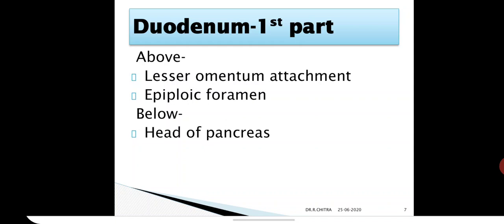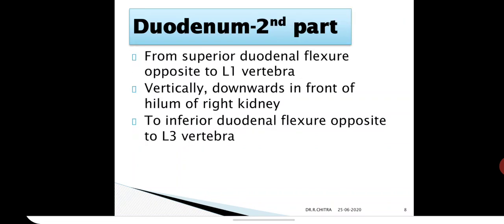What is below this first part of duodenum? It is simple. It overlaps the head and neck of the pancreas. So we have finished the first part. This first part differs from the rest of the duodenum. What are the peculiarities of the first part? We will see before we go to the second part.